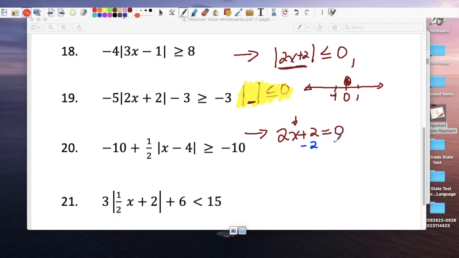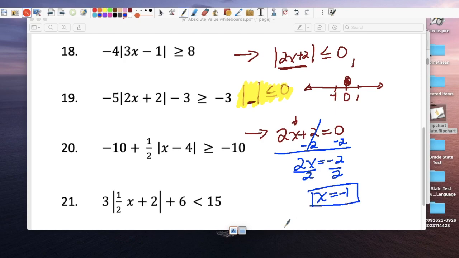-2 on the left, -2 on the right. These two cancel out. I'm left with 2x equals -2. Then I'm going to divide by 2 and divide by 2. So x equals -1. This is saying that the only value that I can replace x with right here, multiply by 2 and then add 2 to be less or equal to 0 is when x equals -1. So let me draw a number line here. I'm going to put -1.